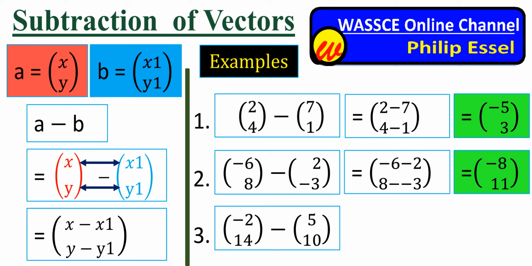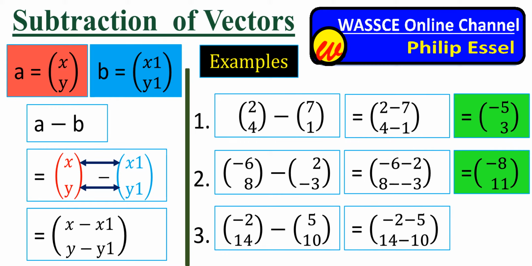Example 3. We would solve the x component first, then the y component. So we have negative 2 minus 5, that would give us negative 7. And we have 14 minus 10, that will give us 4. Let's move on to multiplication of vectors by scalars.